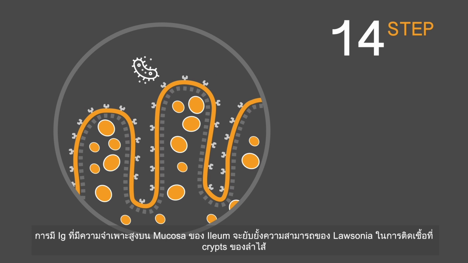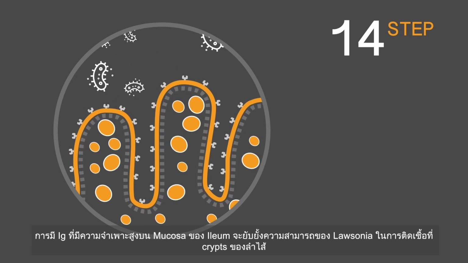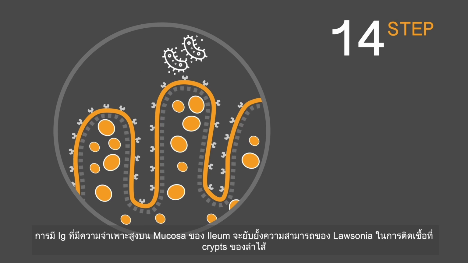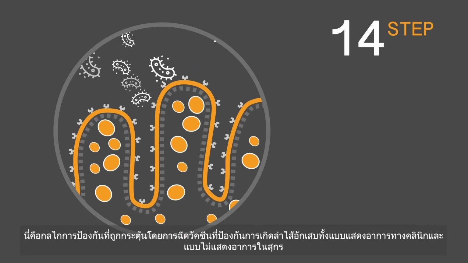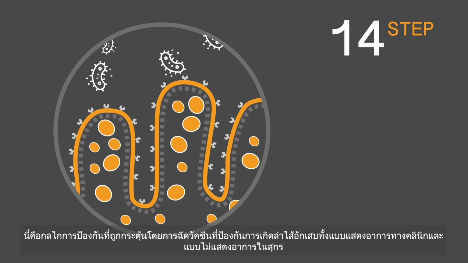The presence of high-affinity Igs on the ileum's mucosa blocks the ability of Lawsonia intracellularis to infect the intestinal crypts. This is the protective mechanism induced by the vaccination that prevents clinical and subclinical ileitis in piglets.